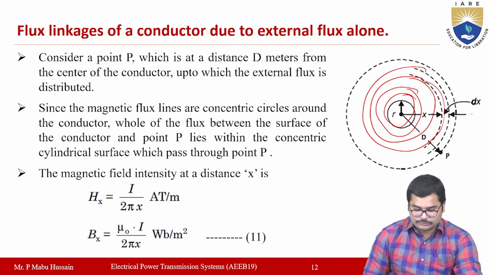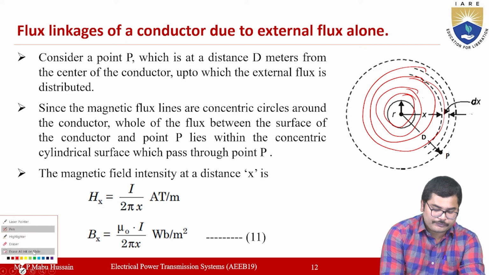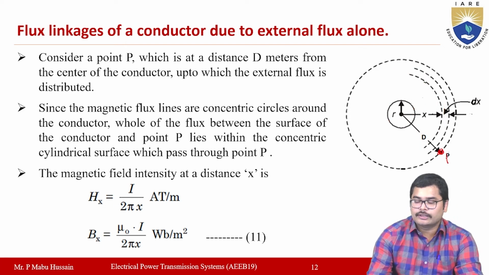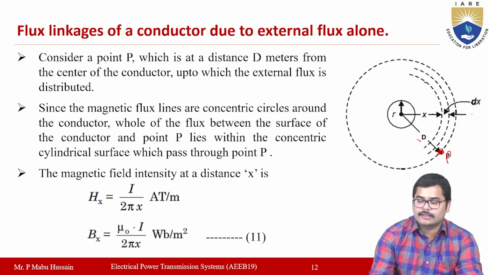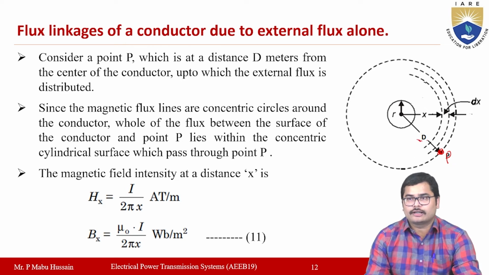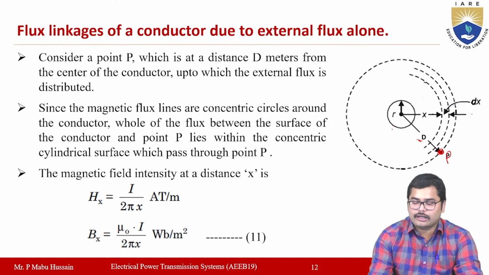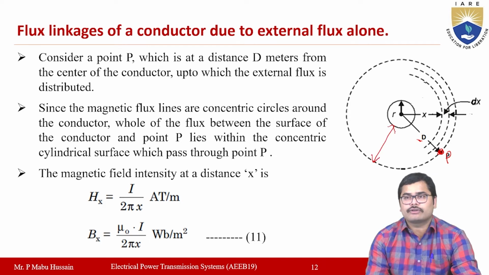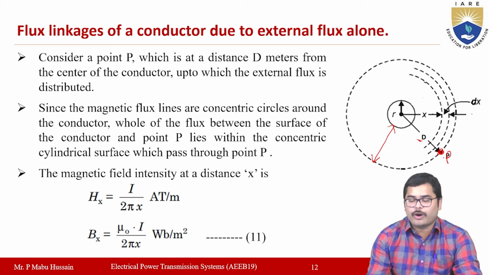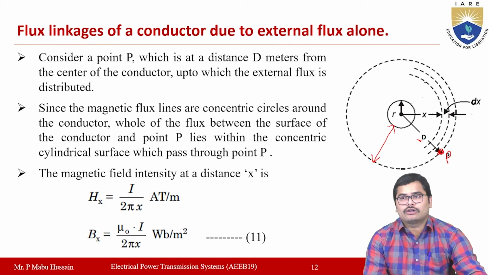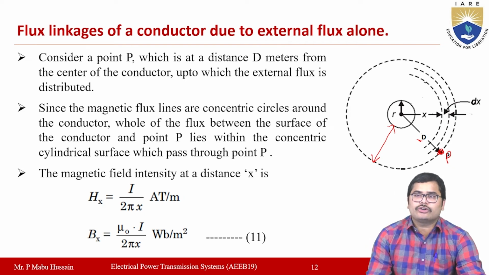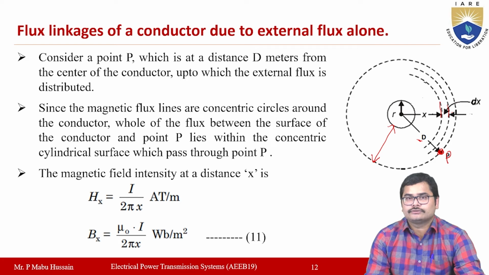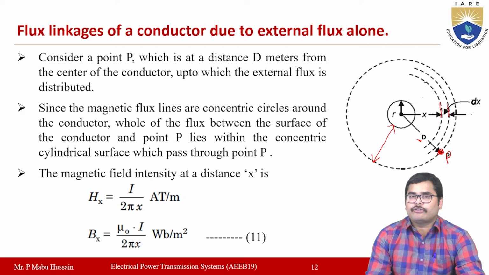So here we are going to consider a point P, which is at a distance d meters from the center of the conductor. Now we are going to calculate the total flux linkages from the surface of the conductor to that point P, around this conductor. For this also you have to consider the tubular element dx. Here also we are going to consider the tubular element dx. Inside this tubular element, we will then calculate the d phi x, right?